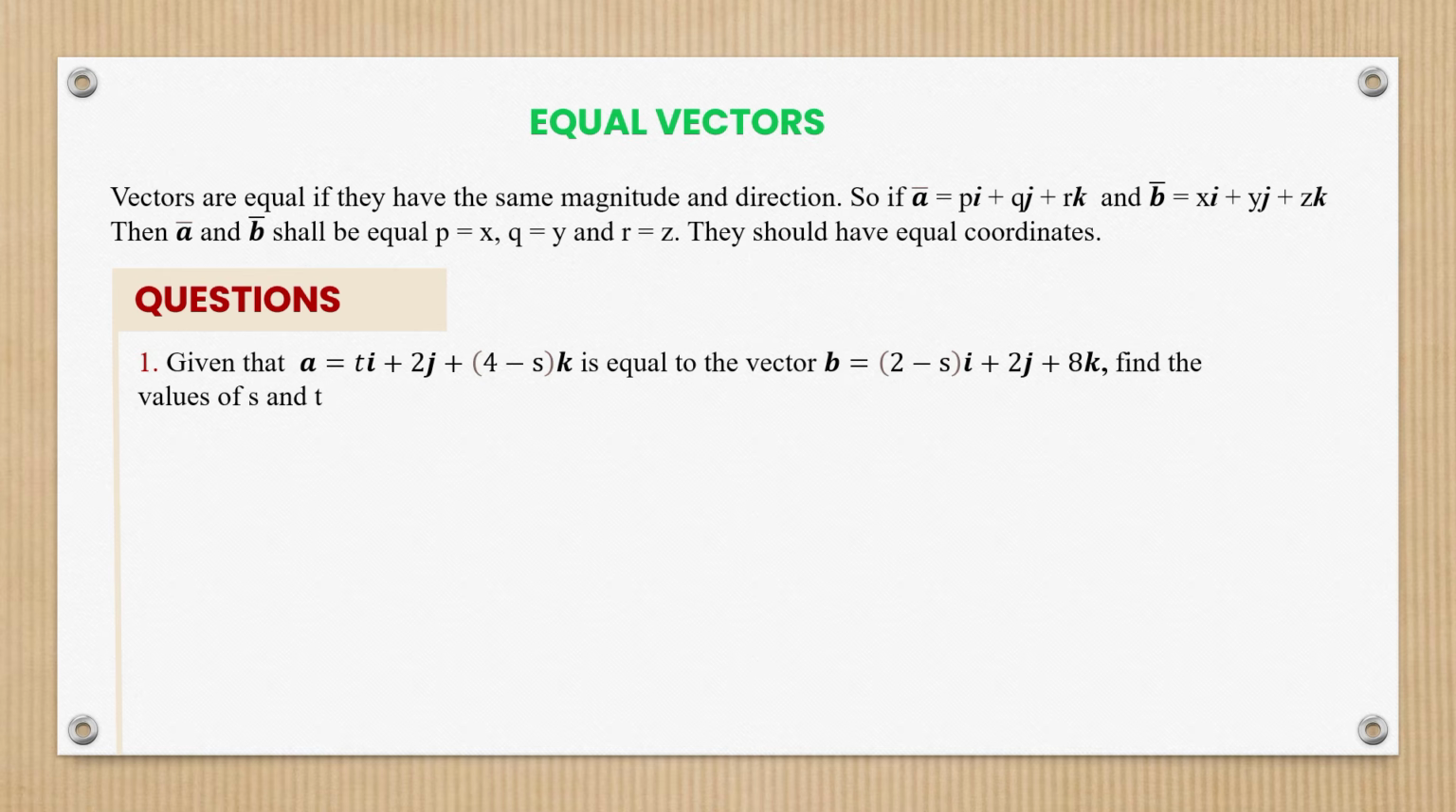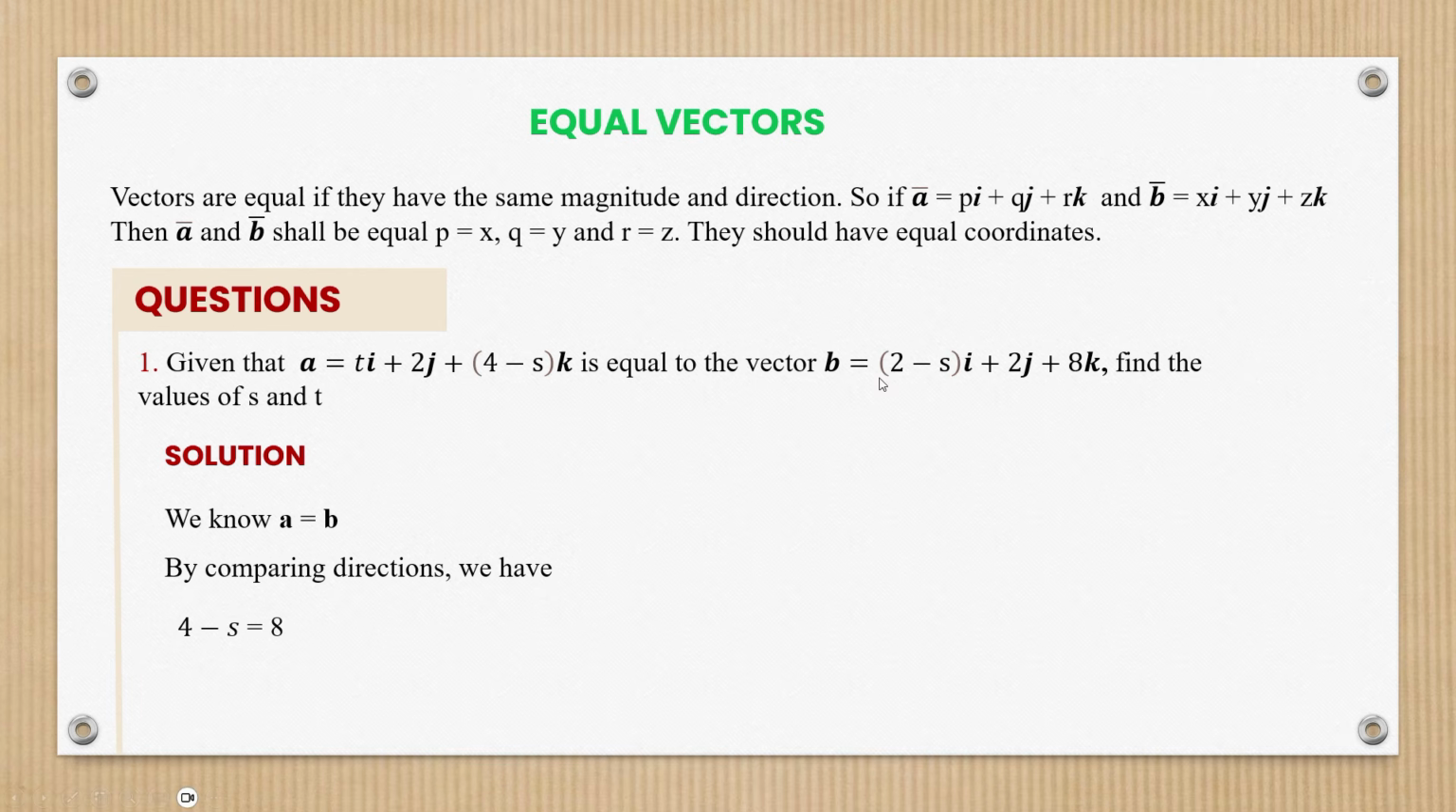Let's look at an example. Given that A is equal to Ti plus 2j plus (4 minus S)k is equal to the vector B is equal to (2 minus S)i plus 2j plus 8k, find the values of S and T. Okay, so we've been told that these two vectors are equal. So we know that A should be equal to B because they are equal. So by comparing directions, we have 4 minus S should be equal to 8. So that means this should actually be equal to that 8. And then we can see that S shall be equal to negative 4.